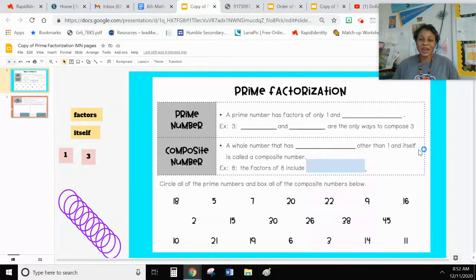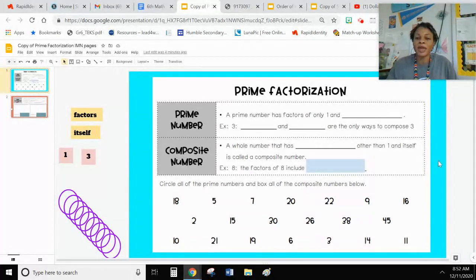Today we're going to be looking at TEK 6.7a, which says, I can generate equivalent numerical expressions using order of operation, including whole number exponents and prime factorization. So today we're going to be looking at prime factorization. But before we get started, we need to know what is a prime number and what's a composite number.